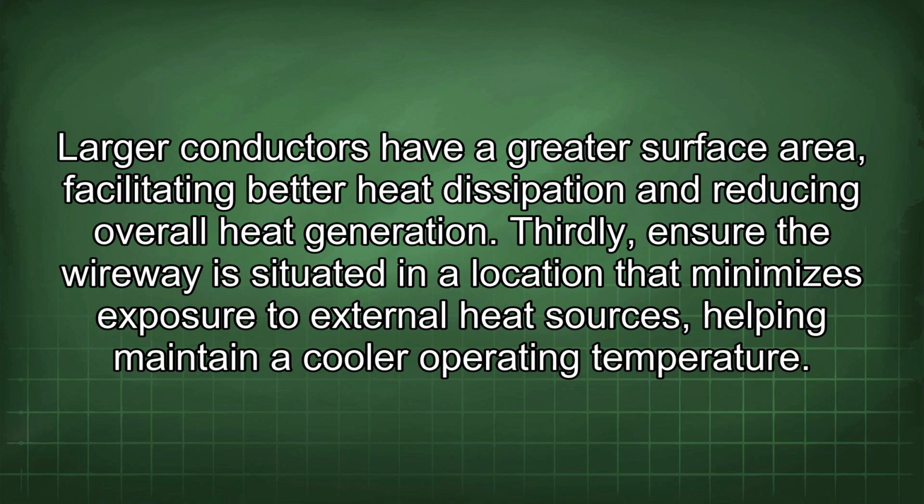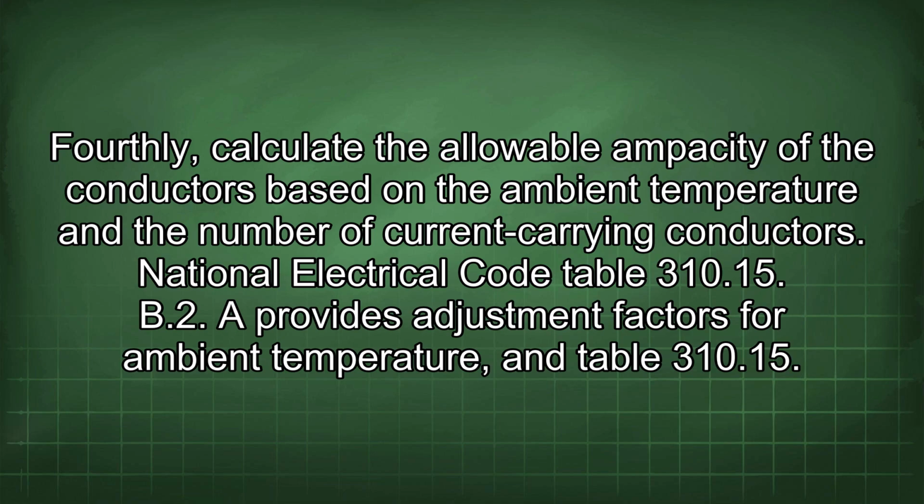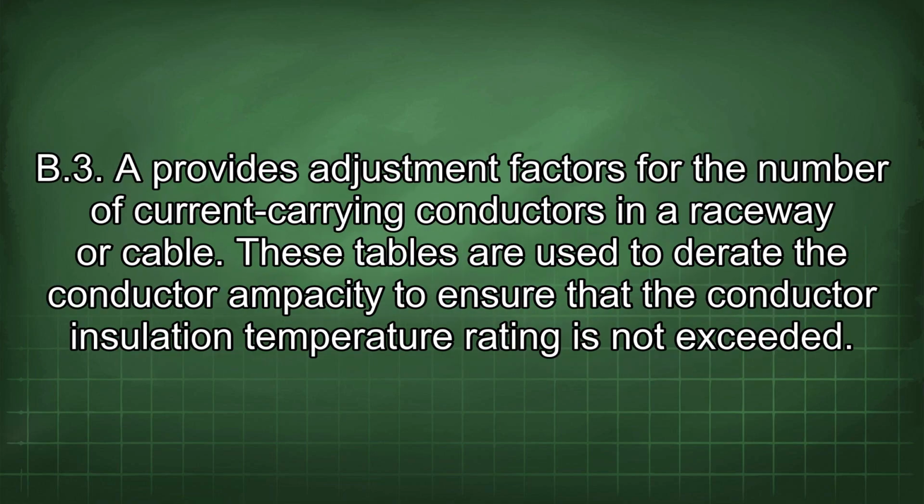operating temperature. Fourthly, calculate the allowable ampacity of the conductors based on the ambient temperature and the number of current-carrying conductors. National Electrical Code Table 310.15(B)(2) provides adjustment factors for ambient temperature, and Table 310.15(B)(3) provides adjustment factors for the number of current-carrying conductors in a raceway or cable. These tables are used to derate the conductor ampacity to ensure that the conductor insulation temperature rating is not exceeded.